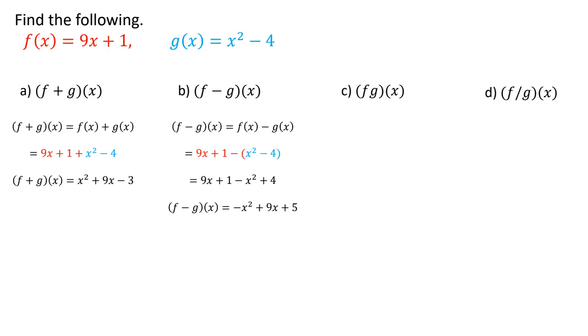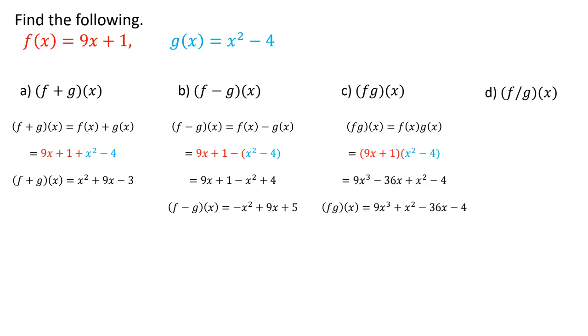Let's go ahead and do C. C says to evaluate fg of x. What that means is that fg is two terms together, it's multiplication. So I like to rewrite it in this format, f of x times g of x. Then all I have to do is a substitution. f of x is 9x plus 1. g of x is x squared minus 4.